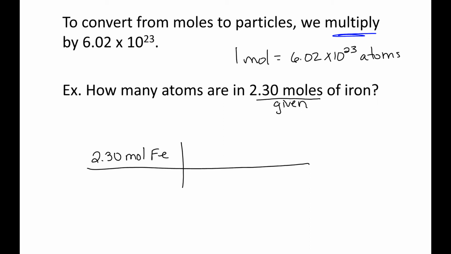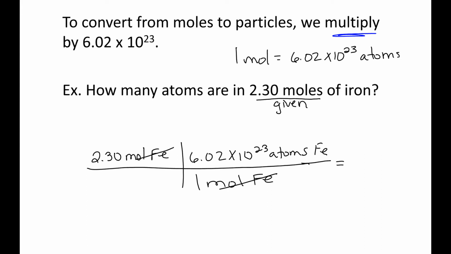Okay, which means one part has to go on top and one part has to go on bottom. And if you remember, in order to get rid of a unit, you have to put that unit on bottom. Right now we have moles of Fe. So in order to get rid of the mole unit, we have to put the 1 mole of Fe on bottom. Okay, that means on top we put 6.02 times 10 to the 23rd atoms of Fe. Okay, this way we can cross off moles and all we're left are atoms.